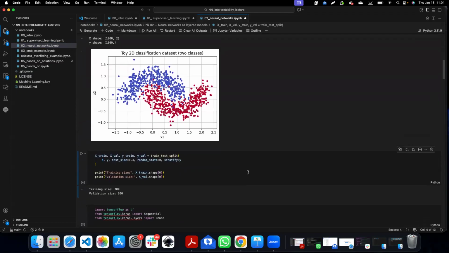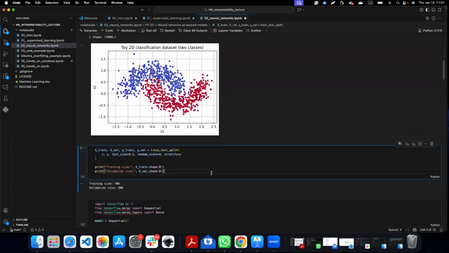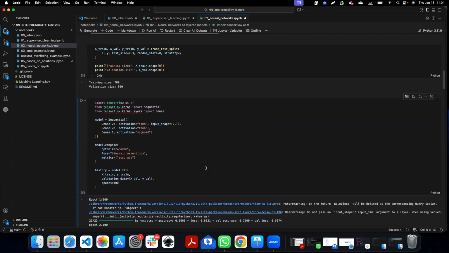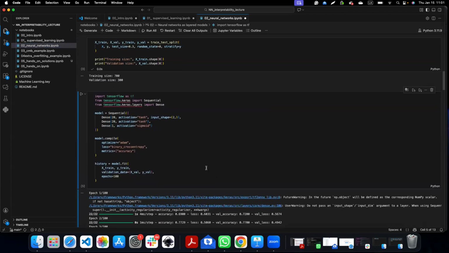So we have the data. Again, we have the 2 classes, the 2 parameters. We split the data, 30 and 70, and we arrive to this point. For this, I'm using TensorFlow. You can use PyTorch too, but I like TensorFlow just because I started to work with TensorFlow. You can use both.